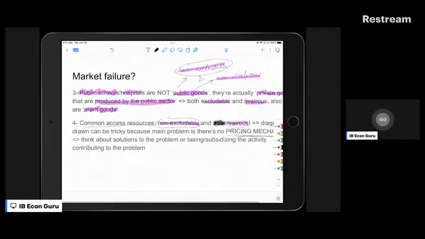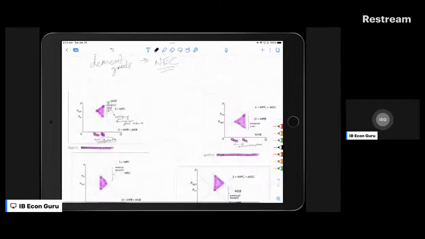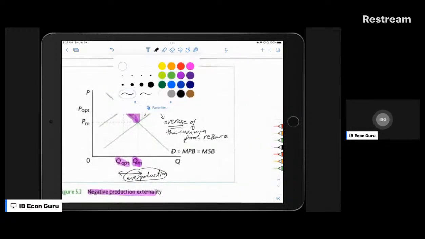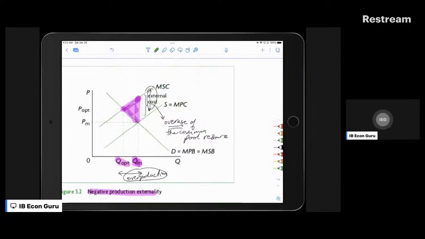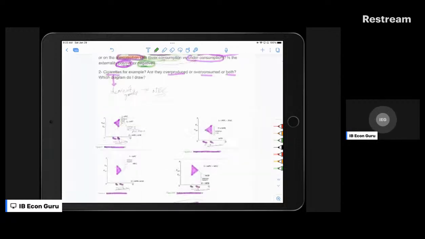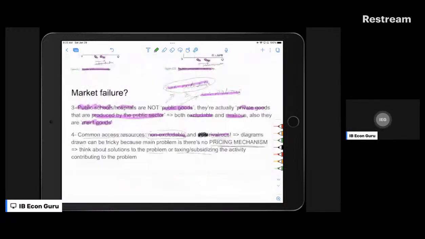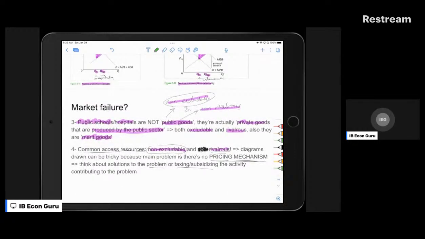Okay. Also, think about solutions to the problem, such as taxing or subsidizing the activity. So if you want to solve the degradation of fish stock in the ocean, the problem of overfishing, then you have to tax fish. So here what you would do is you would shift the MPC curve by a tax closer to the MSC. Okay, so this would be the MPC plus tax. And this basically reduces the amount of overproduction. Okay. I hope you found this useful.